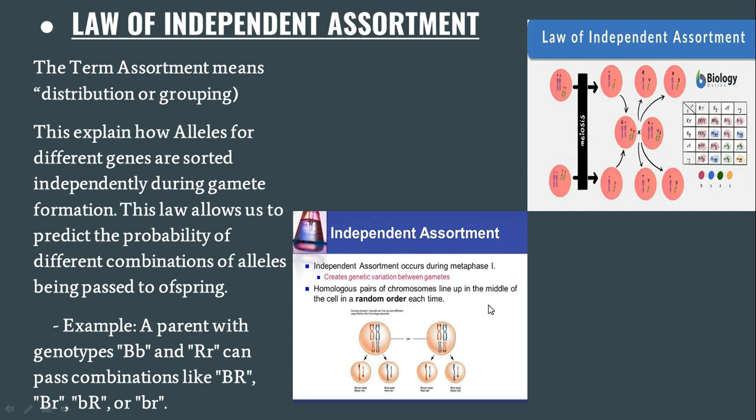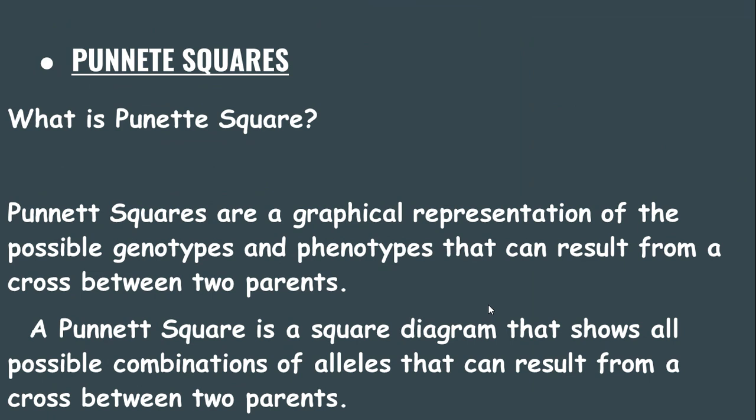So homologous means of the same parent, so they have the same genotype. Heterologous means different genotype. An example is the one we did earlier. So now let's go to the expression in the diagram.